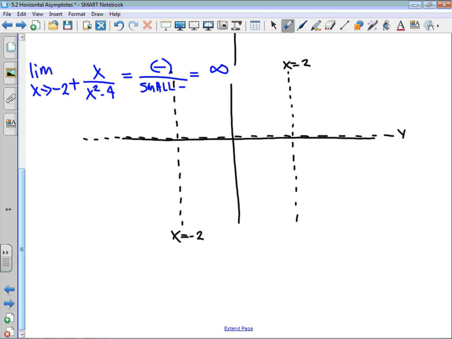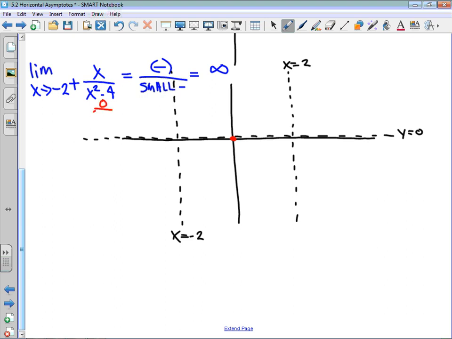Now, you can do a lot of extra stuff. This graph does actually go through the origin when x is 0, and that's a great example of, I said there was no value that makes this function 0, and that is an oversight in my case. There is no value as x approaches infinity or negative infinity that makes this 0. But if I put 0 in for x, I get 0 over 0 minus 4, which is definitely 0.